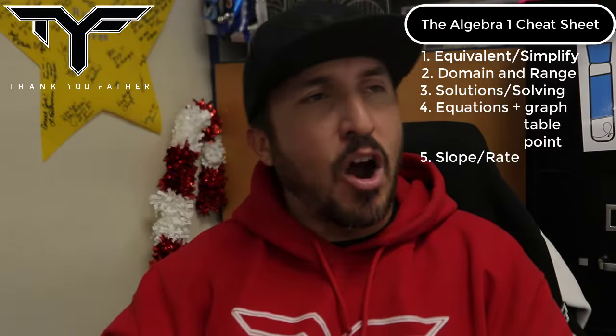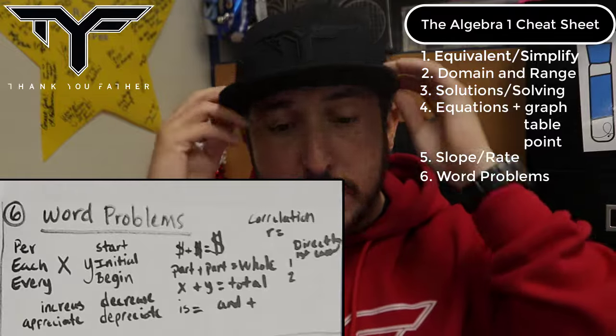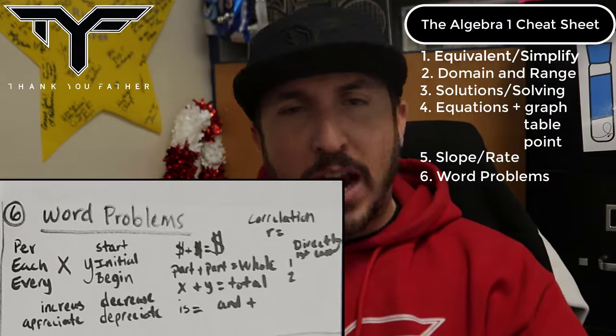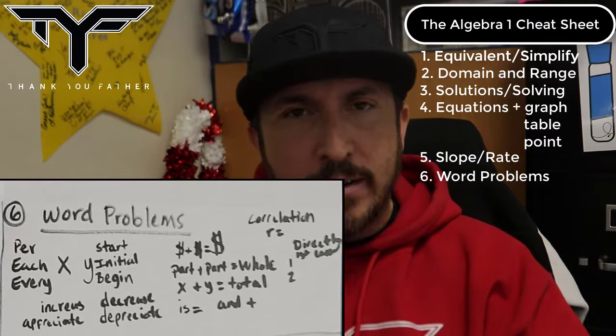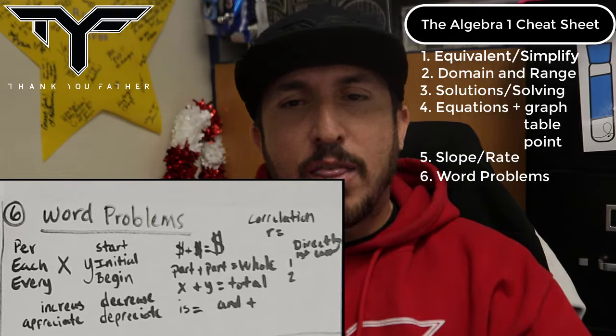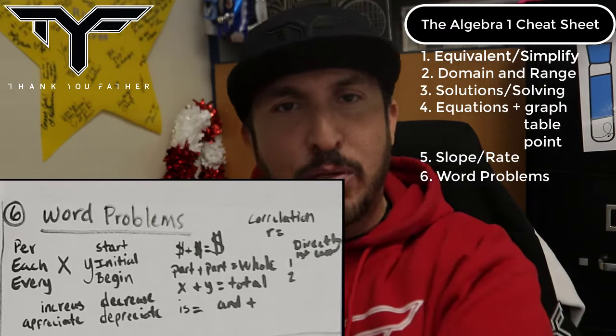Step number 6, the hardest problems that we can have is word problems. Word problems are the most difficult. So here are some hints that we have to help us out. You're going to write down per, each, every again. I know you wrote it in domain and range, but let's write it here. Those words are very important. Write down per, each, every. All those 3 words lead us to an X. That means that X goes there.